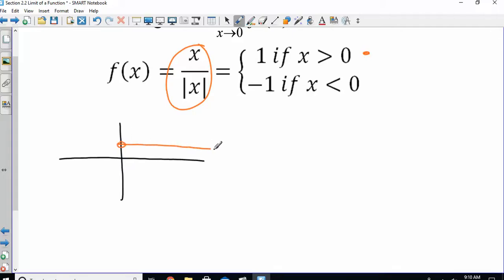So for every positive x, this is giving me a positive 1. For every negative x, what are we getting? If x is less than 0, it gives us -1. Now you could make a t-chart if you needed to. These are just 2 horizontal lines, which is why I just skipped to graphing them.